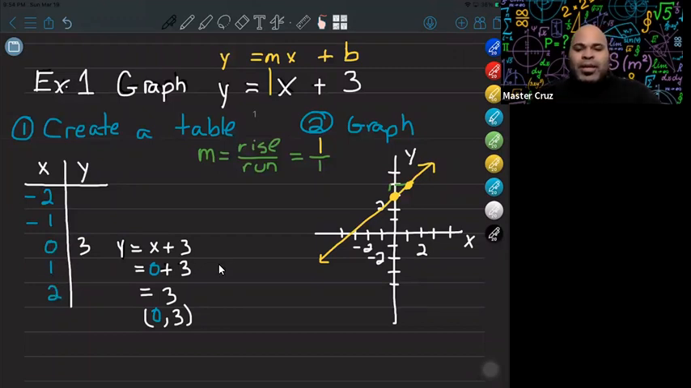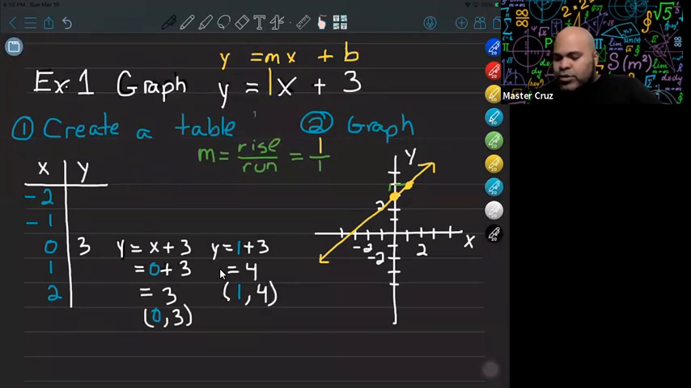I'm going to say, well, y equals, but instead of 0, I'm going to plug in 1 plus 3, right? 1 plus 3 really equals 4. So that gives me another point. When x equals 1, y equals 4, right? So I go here, and this is 4. If you repeat the same process and plug in 2, you're going to get 5. 2 plus 3 is just 5.